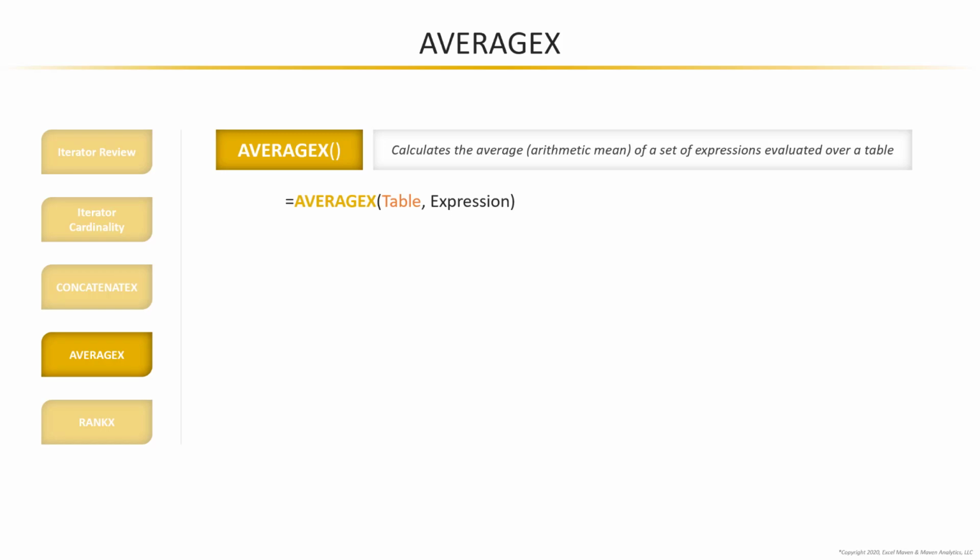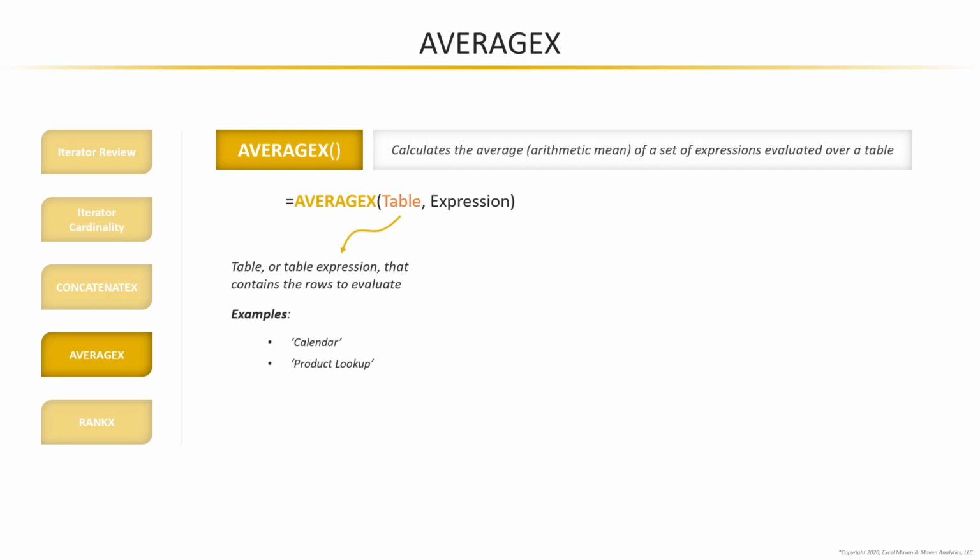Okay, up next, we're going to talk about the AVERAGEX function. AVERAGEX is a function that calculates the average, or the arithmetic mean, of a set of expressions evaluated over a table. And this function has a pretty simple syntax with two parameters.